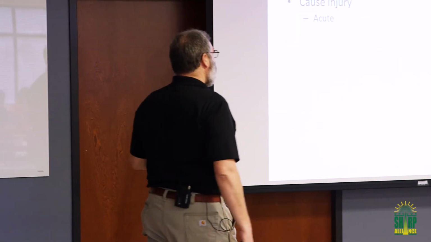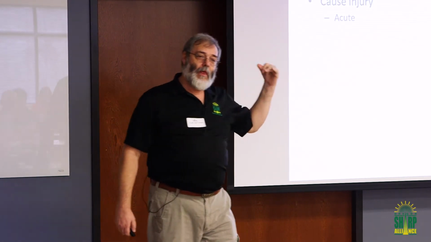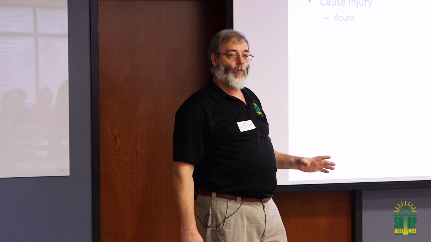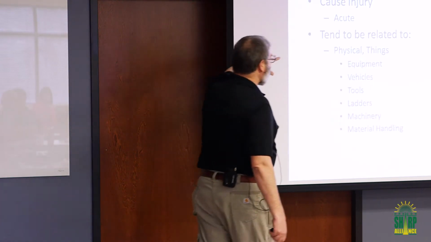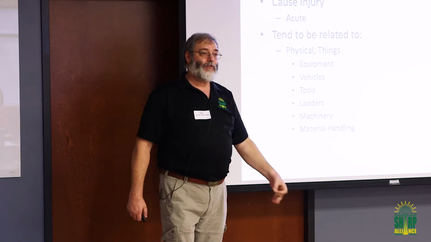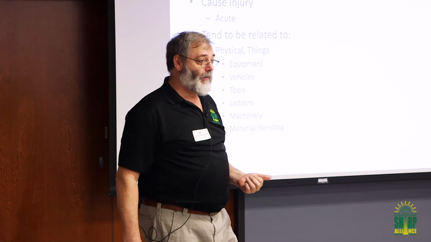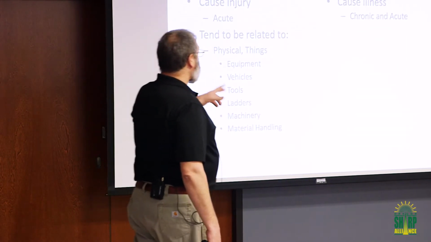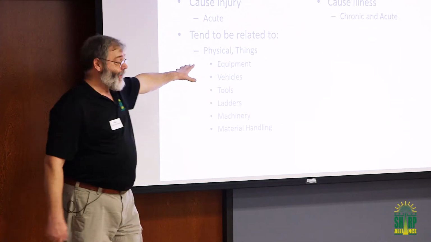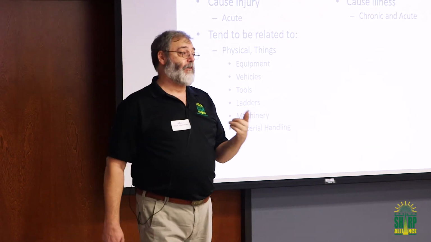So, what's the difference between health stuff and safety stuff? And we kind of talked a little bit about it, right? The safety stuff tends to be more physical, right? It causes bang, and ooh, that hurt. We know when it happens. Tends to be related to physical things, right? Equipment, tools, ladders, machinery, those types of things. The industrial hygiene stuff tends to cause illnesses as opposed to injury. It can be acute, but more often it's chronic.